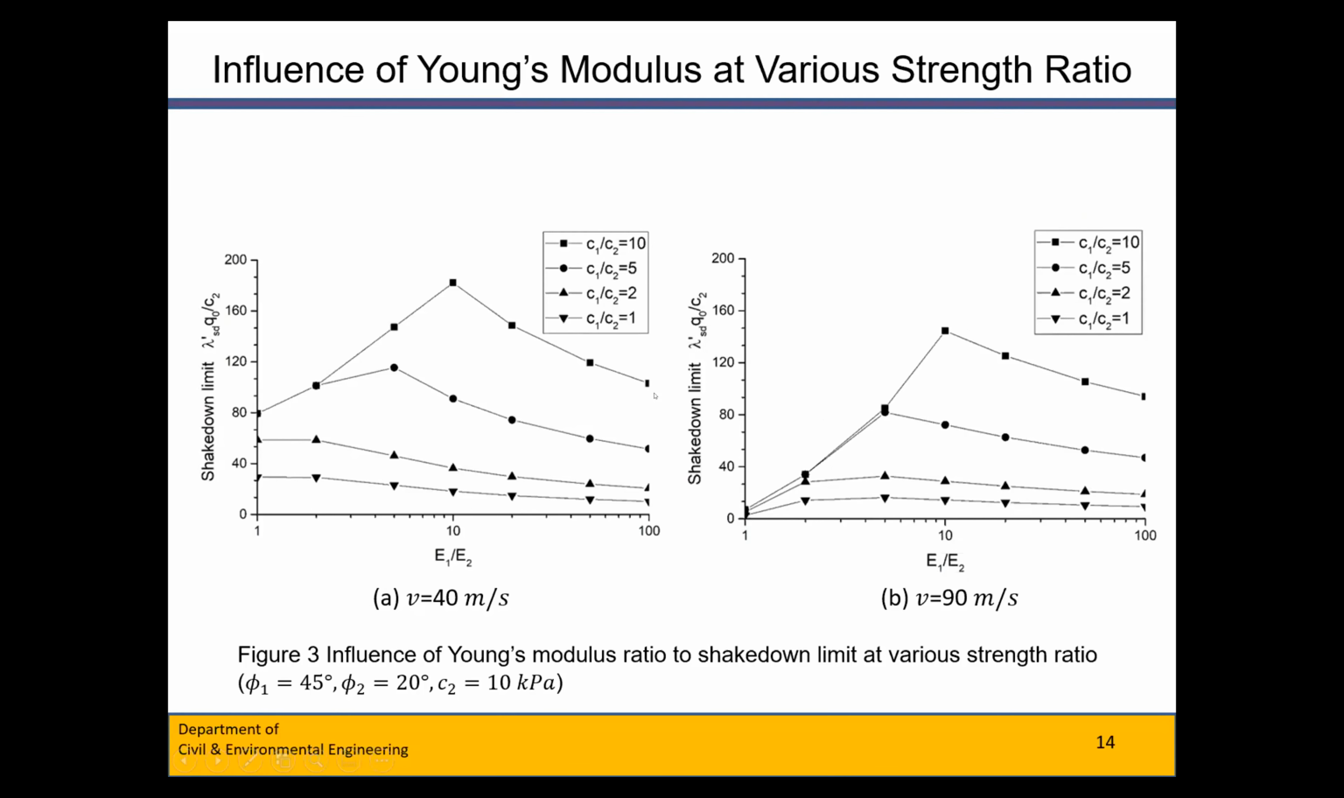And we can also see another thing from these two charts. At a given cohesion ratio, we can always find an optimum Young's modulus ratio that provides the maximum shakedown limit. For example, if we fix the cohesion ratio C1 over C2 equals 5 and the velocity of the moving load is 40 meters per second, this line, we can find that the optimum Young's modulus ratio is 5, because the shakedown limit is the maximum at this point on this line.